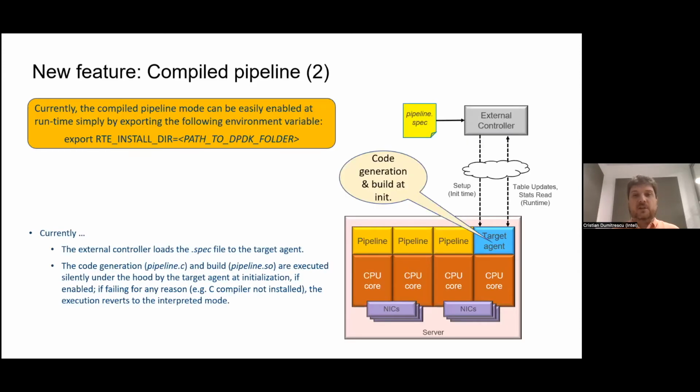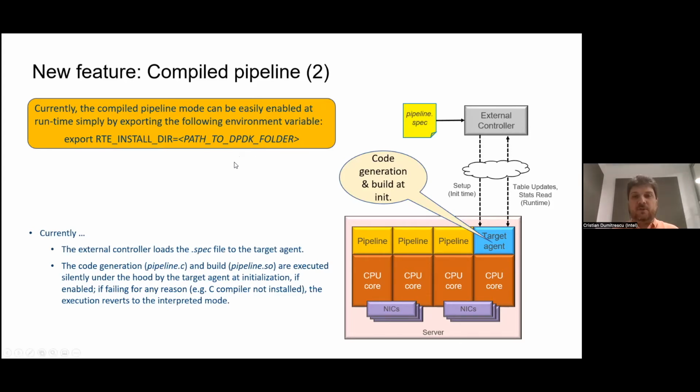Now, a good question is how to actually enable this pipeline mode. It's actually very simple. You don't need to do anything at build time. Just when you run the target agent, you need to export this environment variable over here. It's called RT install dir. You need to set it to the path of your DPDK folder where we have the source code that you used to build your DPDK application. So this is how we do stuff.